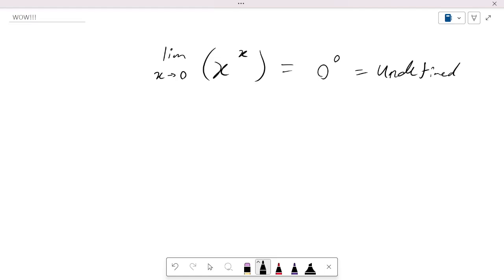But remember, we're working with limits, and we're not looking at where it is exactly on that point. We're looking at where it is approaching that point, right? Which is 0, where x is approaching 0, not at 0.